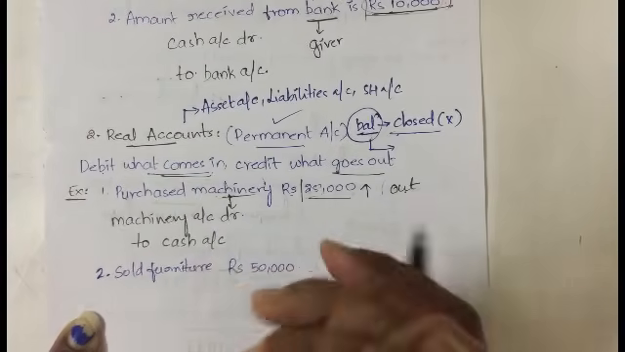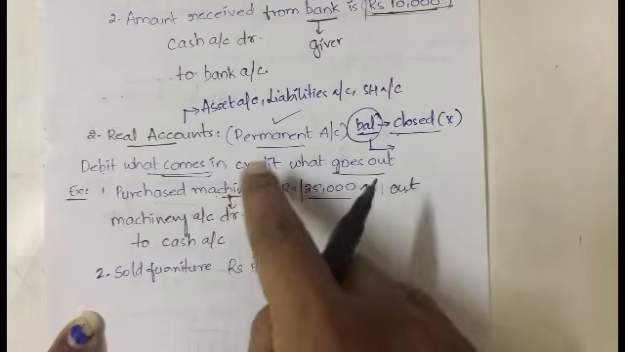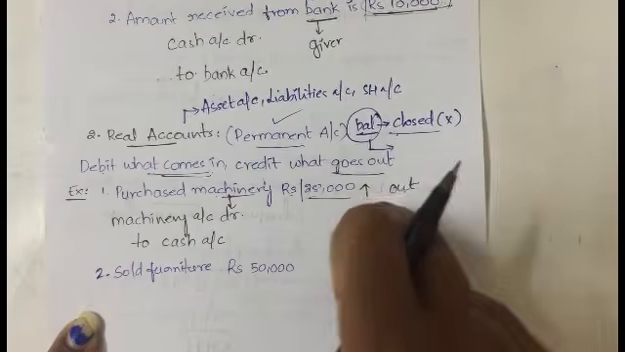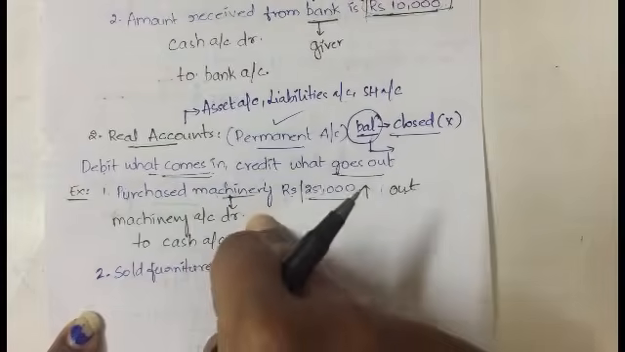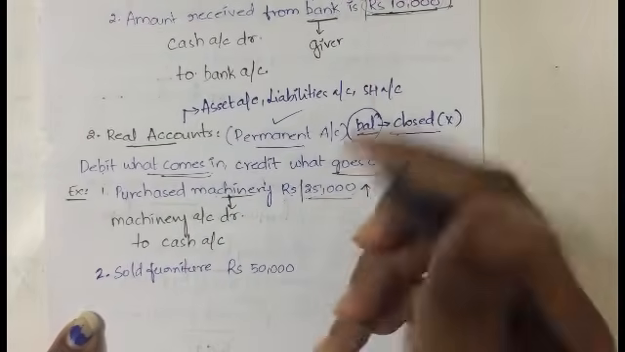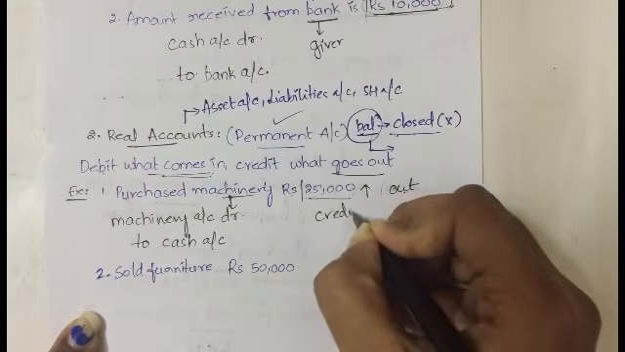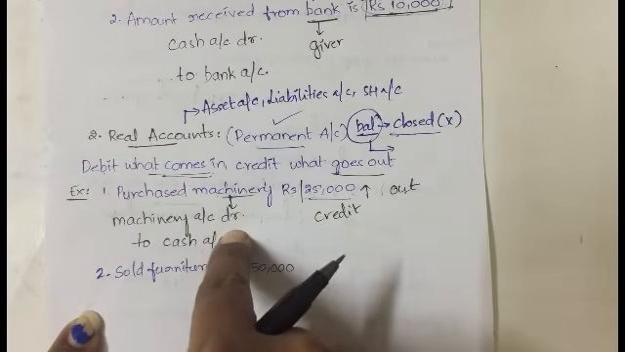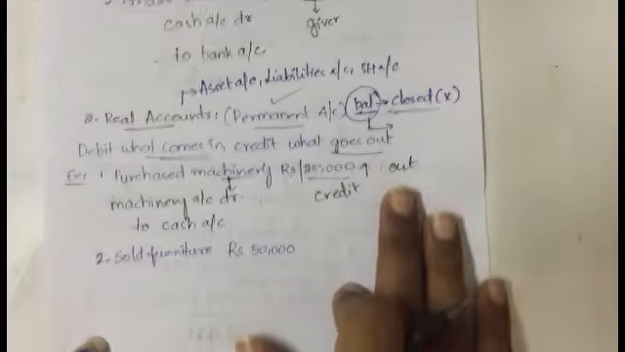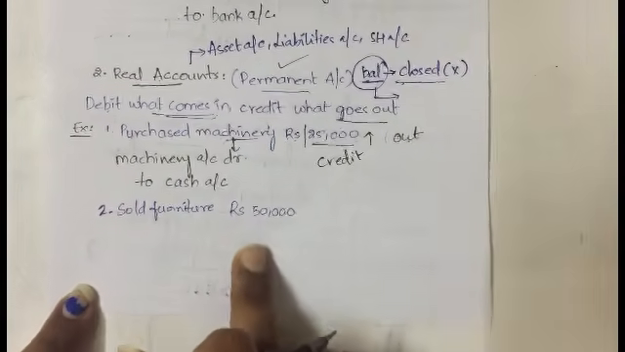Okay, understood? So machinery is coming inside your company and cash is going outside your company to some vendor who is selling this machinery, right? So as this is going out, this is credited, and as this is coming inside your company, this has to be debited. Okay, next, sold furniture rupees 50,000.